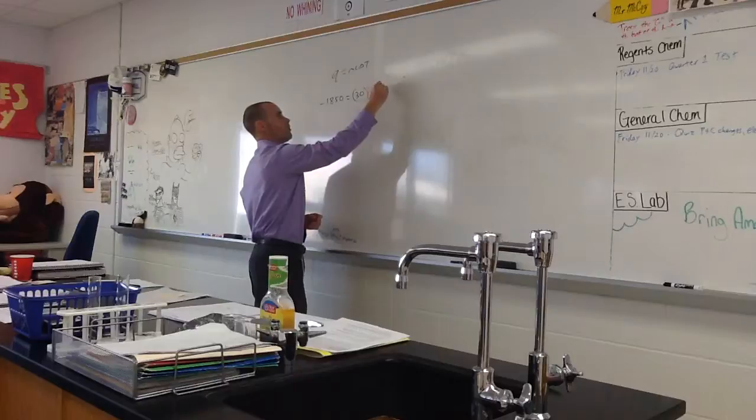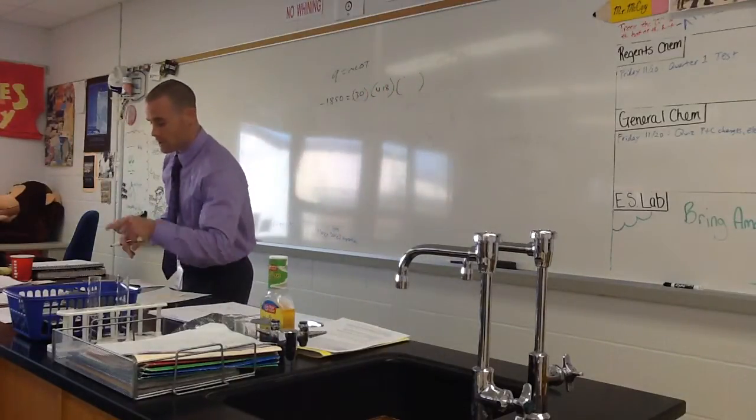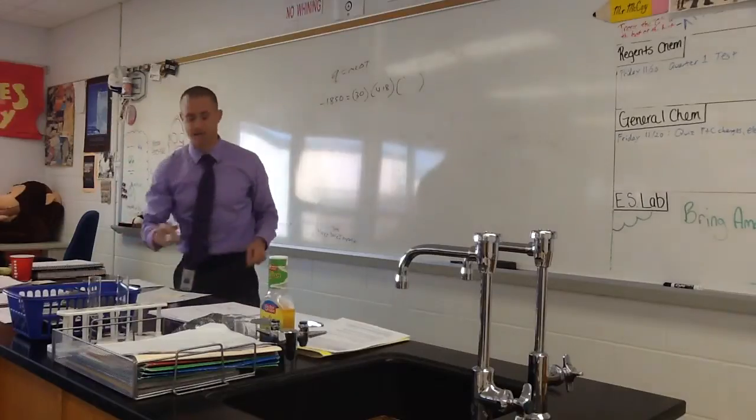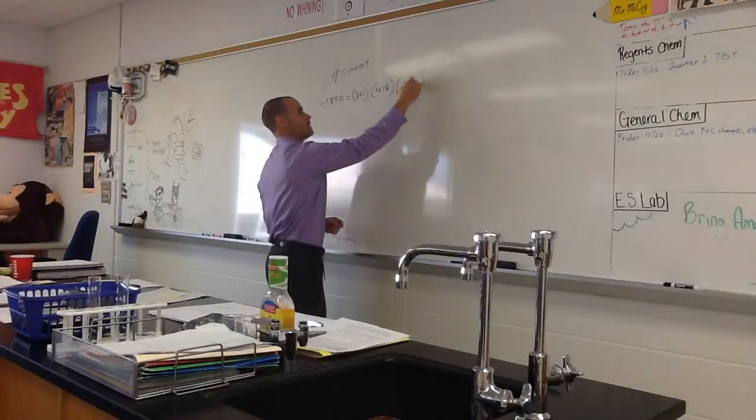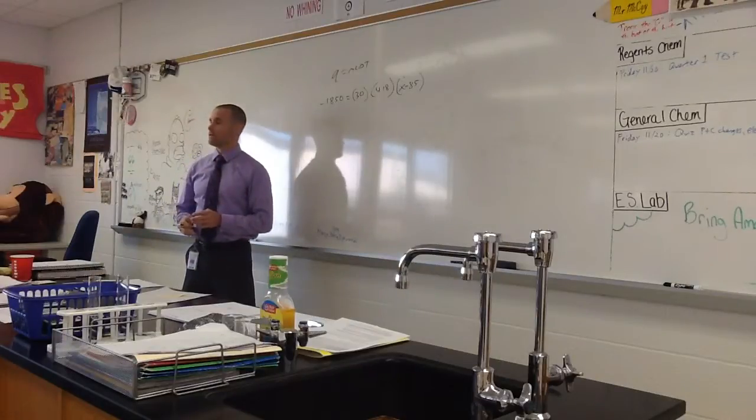Specific heat, 4.18. Delta T, final minus initial, like Laura said. So it's going to be x minus 85. X minus 85. How would we solve for x? What's the first step we would do here? A little algebra lesson here. What's the first step?